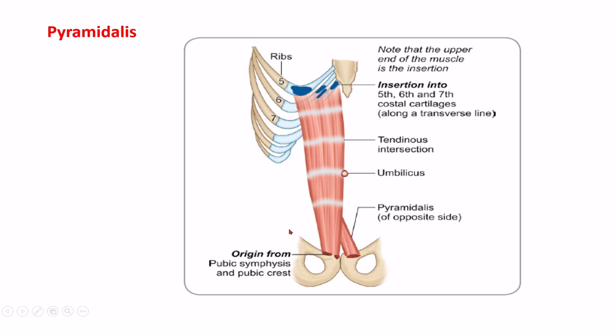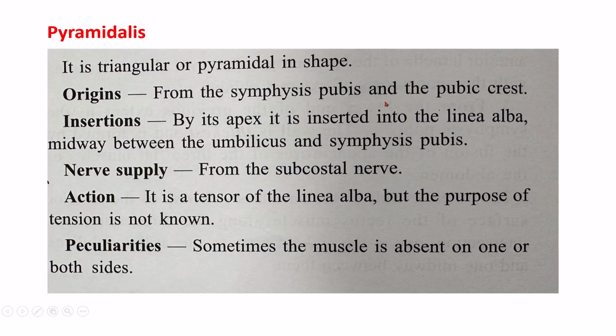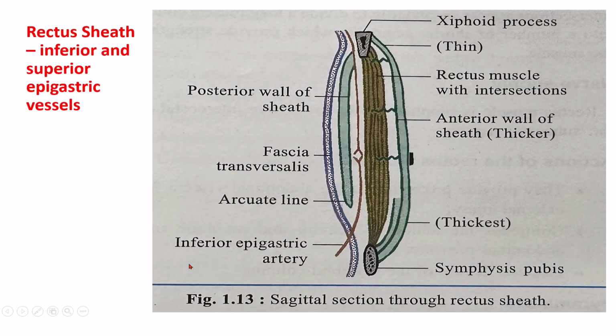Here you can see the pyramidalis muscle. It takes origin from the symphysis pubis and the pubic crest. Its apex is inserted into the linea alba, midway between the umbilicus and symphysis pubis. Nerve supply is from the subcostal nerve. It is a tensor of the linea alba, but the purpose of the tension is not known. Peculiarities: sometimes the muscle is absent on one or both sides.